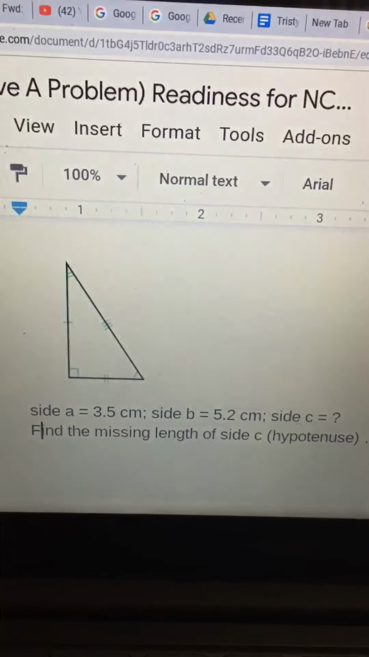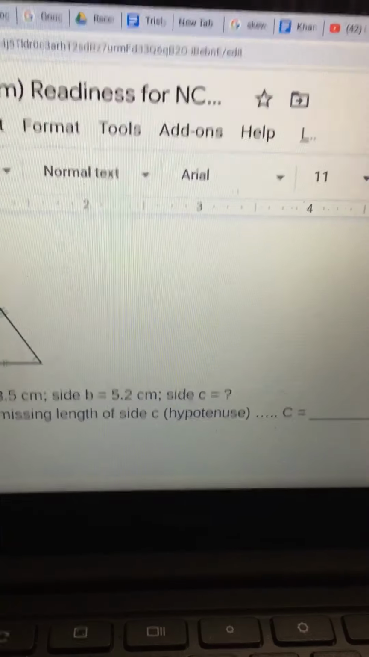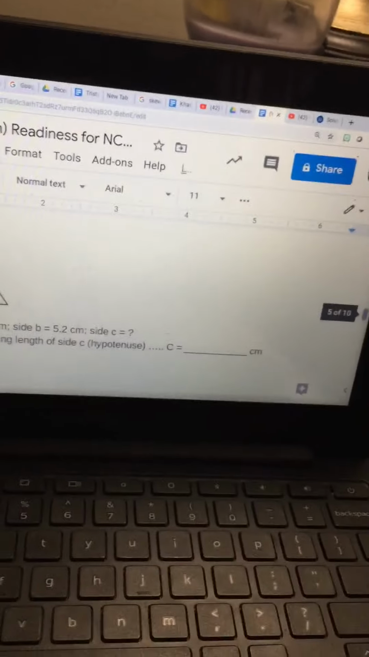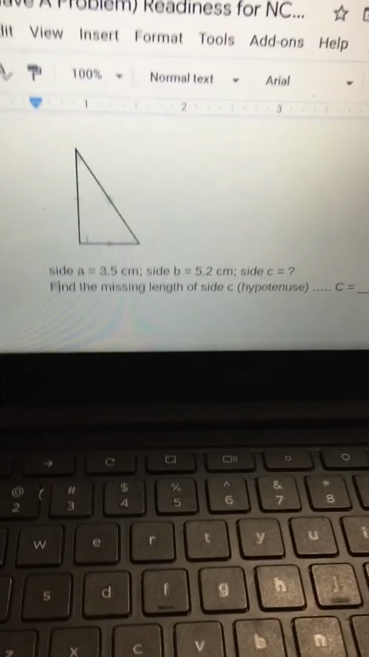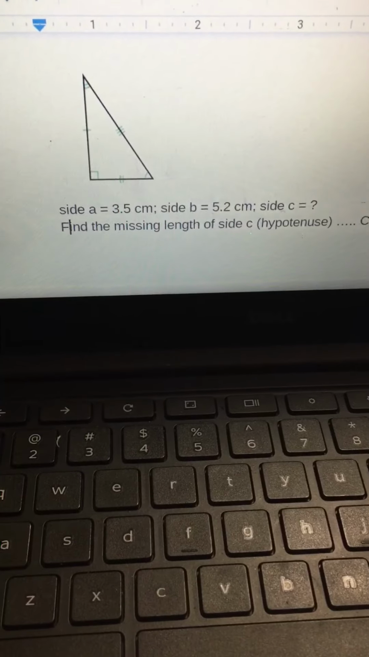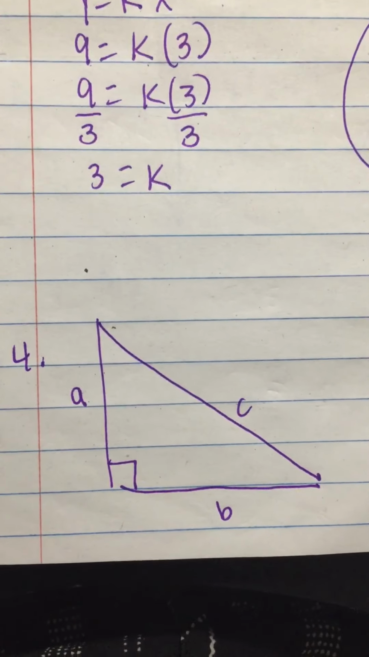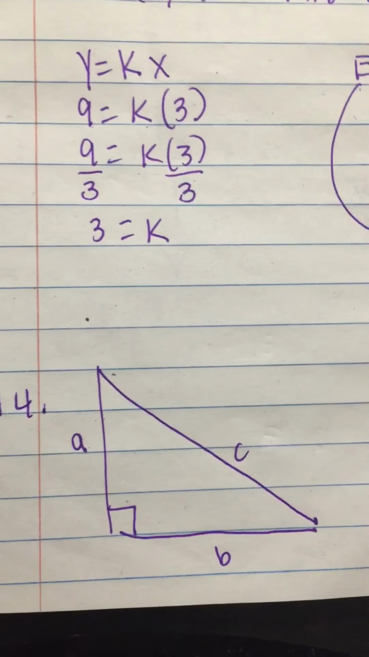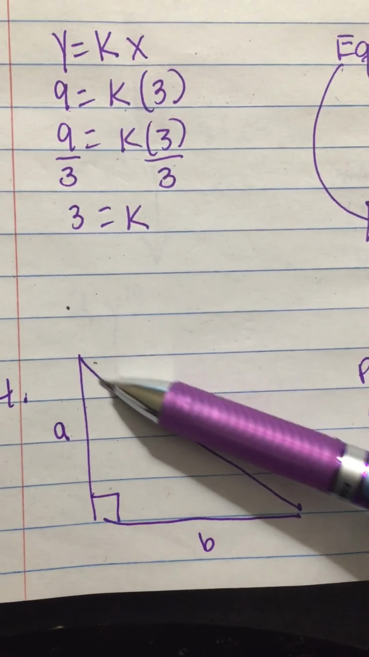And we know that we need to find the missing length of side C, which is the hypotenuse. What do we know about the hypotenuse? All right, so there's a lot that we know from this. There's a lot of information, whether you know it or not, from what we were given. So if you look carefully at my illustration down here, I drew my own version of my triangle, and I labeled my sides. I labeled side A and side B, and I know that side C is the hypotenuse.